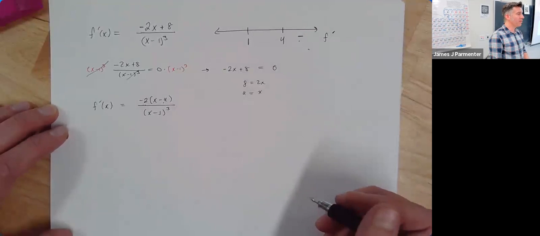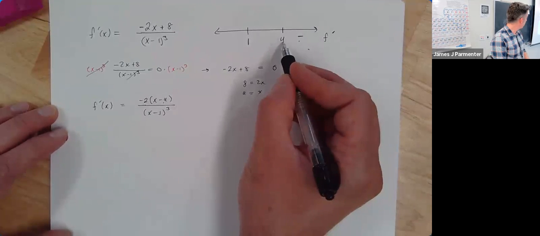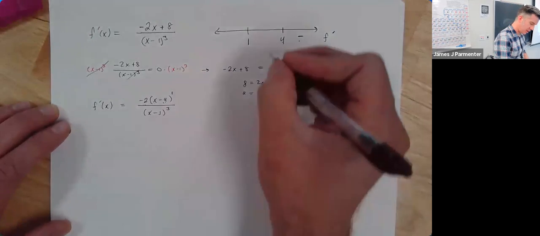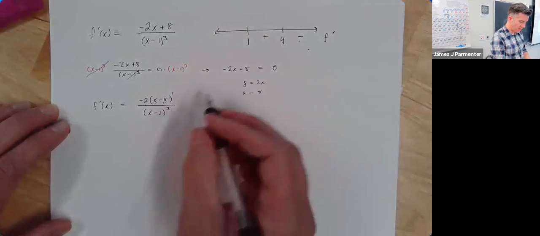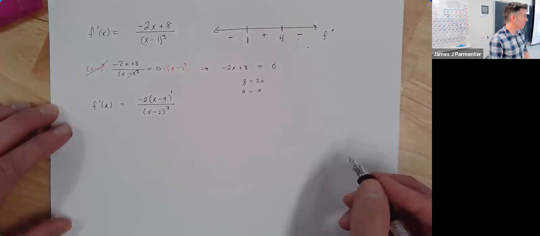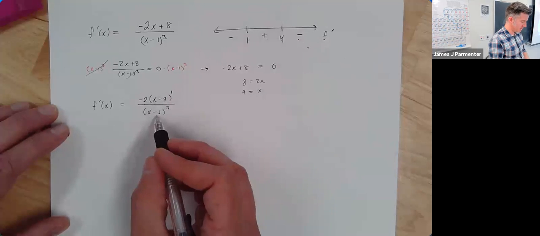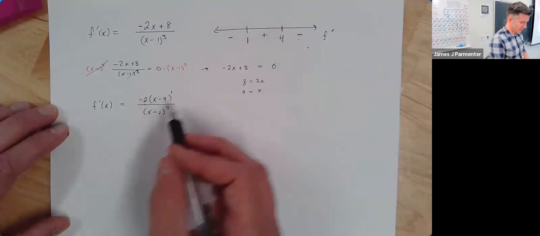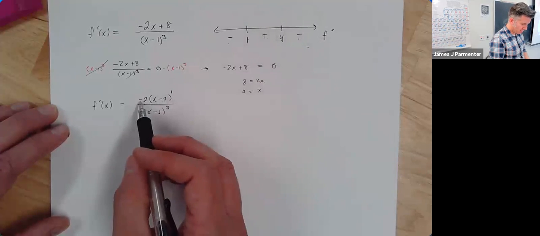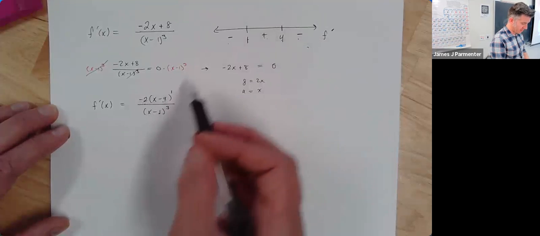And then you can either keep plugging things in, or you could observe that 4 comes from this factor, which has an odd power, so the sign's going to change. And 1 comes from this factor, which has an odd power, so the sign's going to change. You can also plug in points. If I plug in 2, 2 minus 4 is negative, 2 minus 1 is positive, and a negative times a positive is a negative. And if I plug in 0, 0 minus 4 is negative, 0 minus 1 is negative, and a negative times a negative times a negative is a negative.